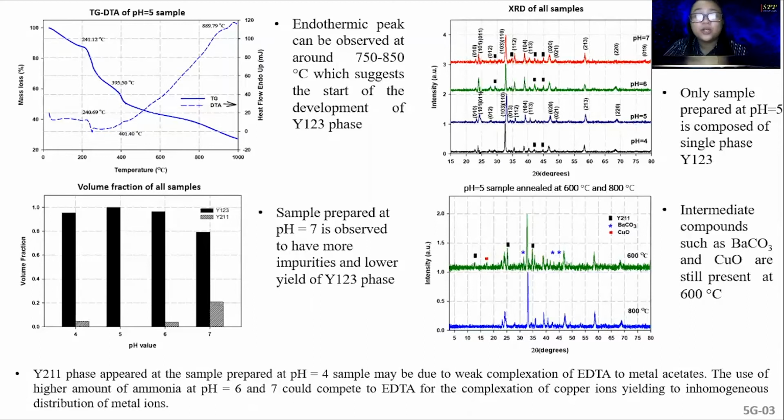Furthermore, since samples prepared at pH 5 produce homogeneous Y123, it was also annealed at lower temperature for comparison, and it is observed that intermediate compounds such as the barium carbonate and copper oxide are still present at 600 degrees Celsius. This may also confirm that our annealing temperature at 800 is enough for the formation of Y123.